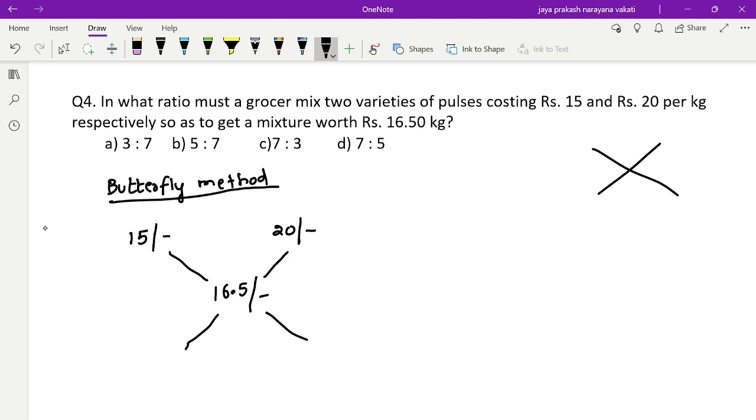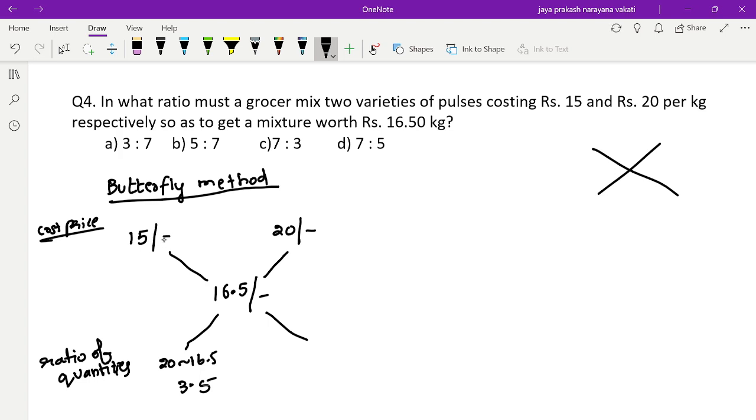So remember, guys, this is of cost price. When you have taken the cost price and the resultant here, whatever you get will be the ratio. You will always get the ratio of quantities when you have taken cost price. Remember it. Okay. So take the difference of 16.5 and 20. 20 minus 16.5 is 3.5.